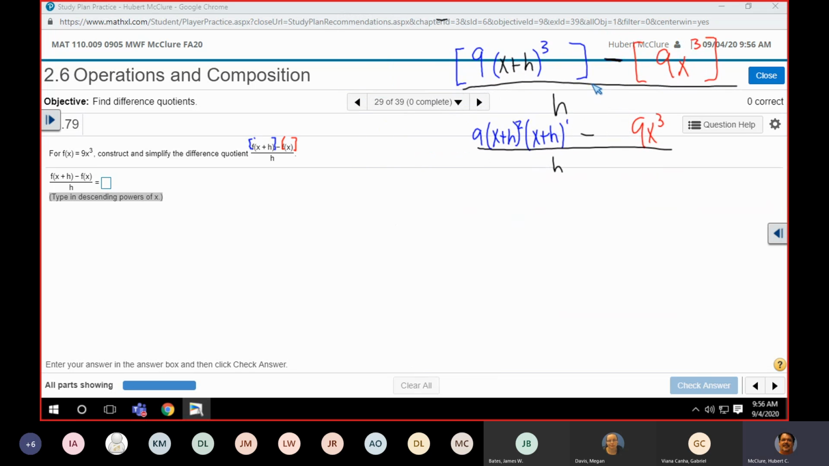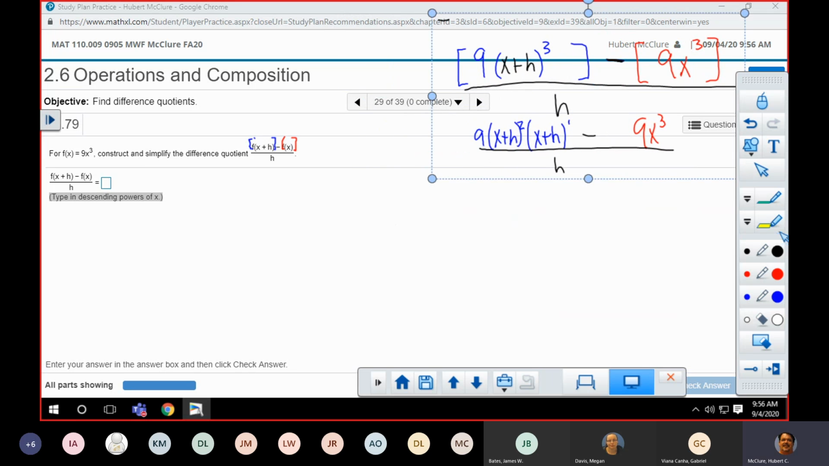Y'all are impressed, aren't you? I know you are. All right, so here we go. I'm going to do the blue.